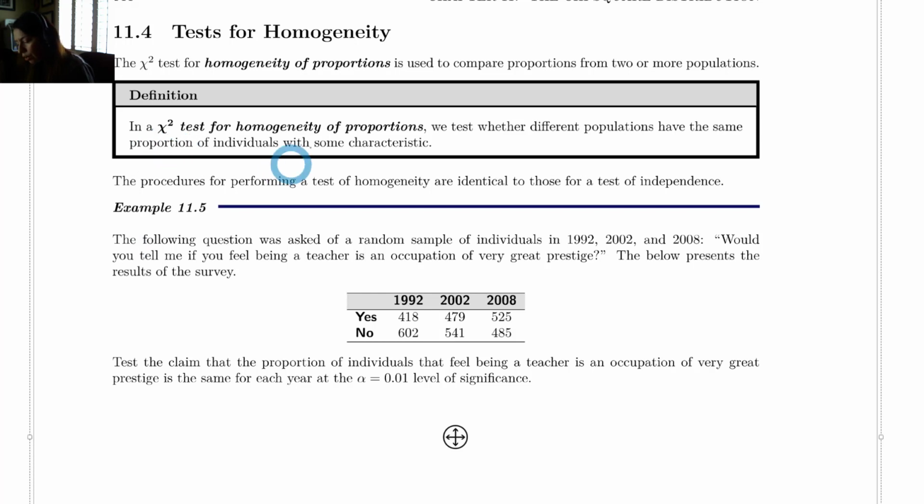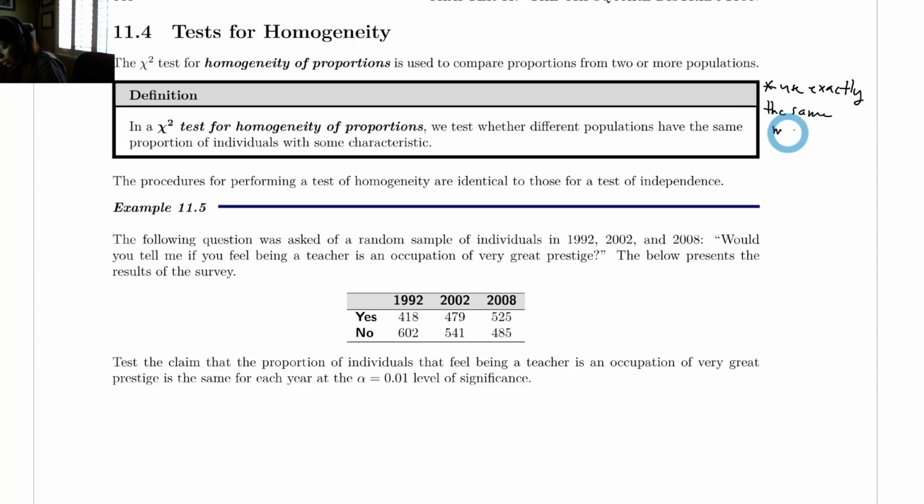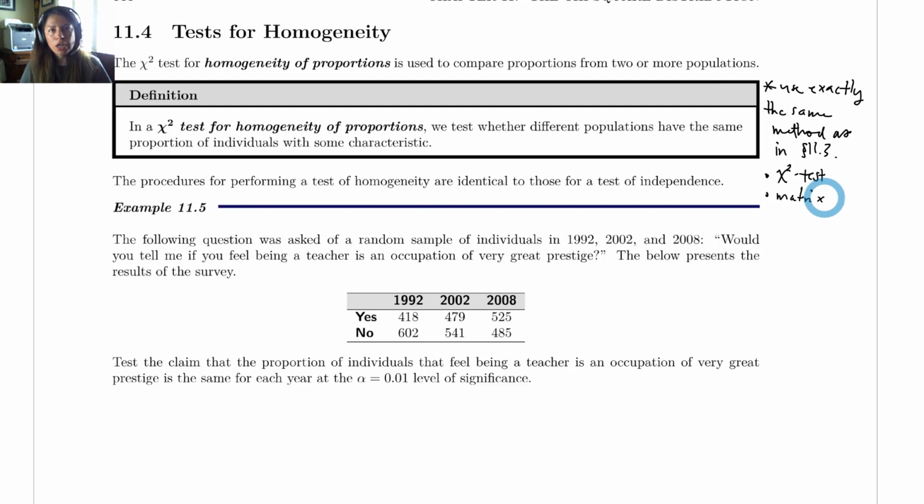Here, what's a nice thing that we should note is that we use exactly the same method as in 11.3, meaning everything's the same. We have a chi-squared test in the calculator, and then you're going to use a matrix. So it's nice because even though we're essentially trying a different test with a different parameter, it's really essentially the same method and the same test, which is really nice. Okay, so let's go ahead and take a look at the example.